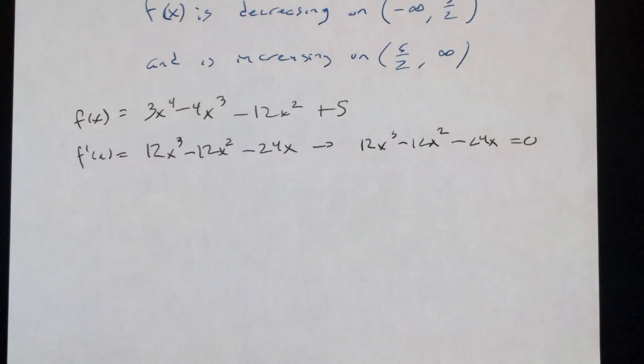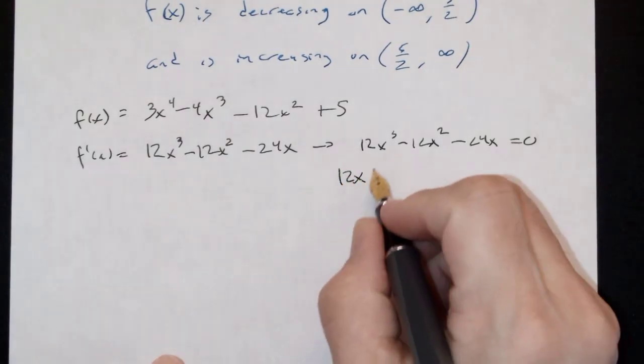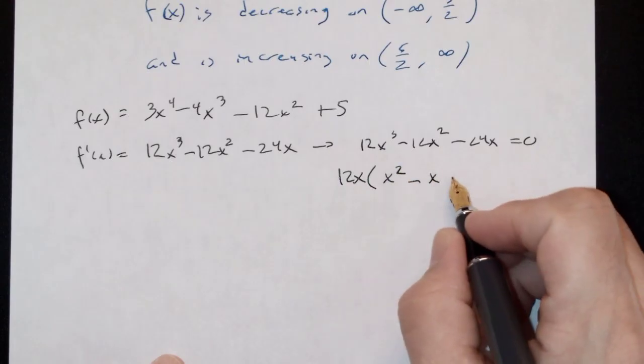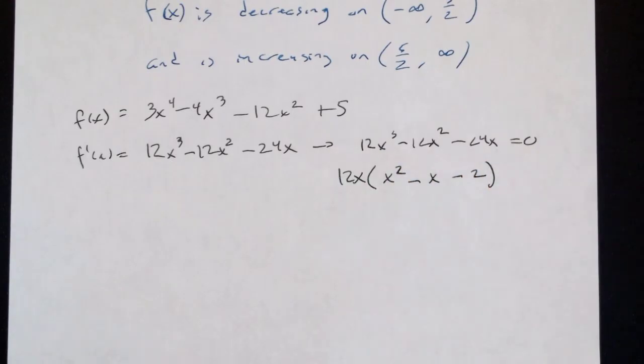I think I'm going to take out more than just an x. I am going to take out an x, but I can also take out a 12 with it. And if I take out a 12x, that leaves x squared minus x minus 2. And that factors. Yes?